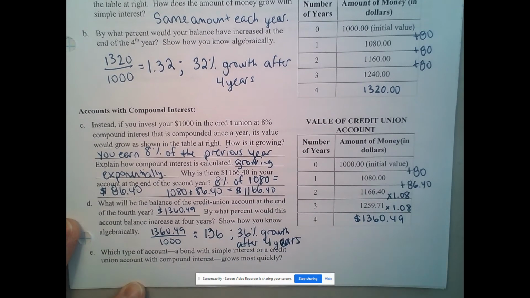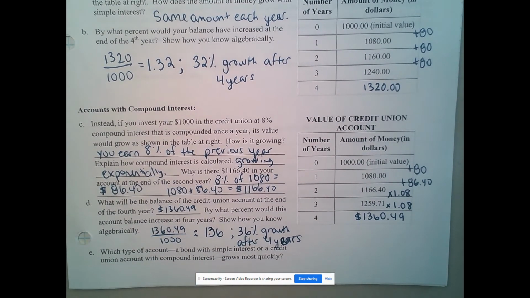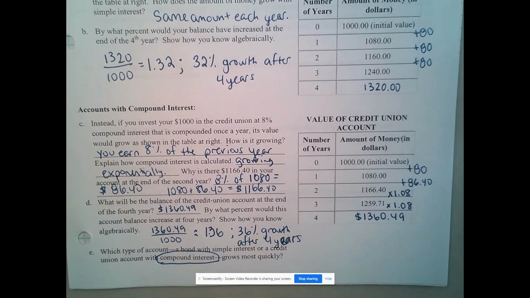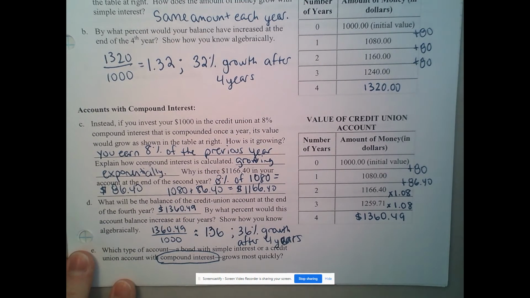Which type of account, a bond with simple interest or the credit union's compound interest, grows most quickly? The compound interest grows most quickly, especially because we're talking about two types of interest that were the same percent. So we were comparing apples to apples. They both had the same amount of initial value and they both had the same percent. If those things are the same, compound interest is going to be better.